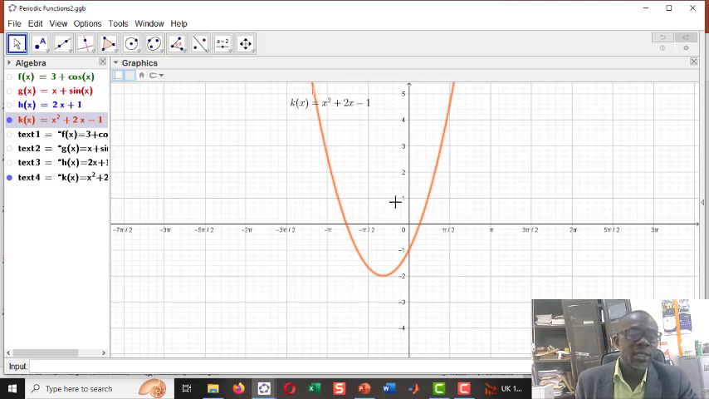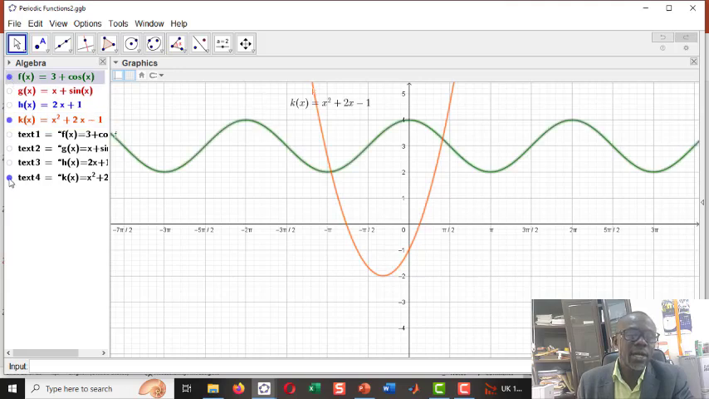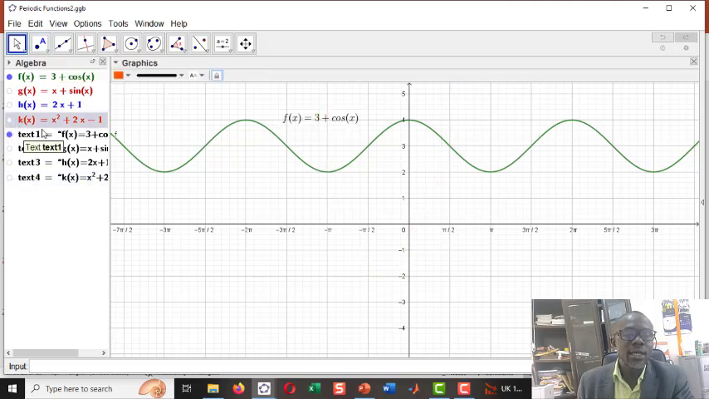So we say all these functions are non-periodic, but the one here, which is f of x equals to 3 plus cos x, we realize that that one was periodic because the cosine is periodic, and the 3 here raised the whole thing by just 3. So we say this function is periodic.